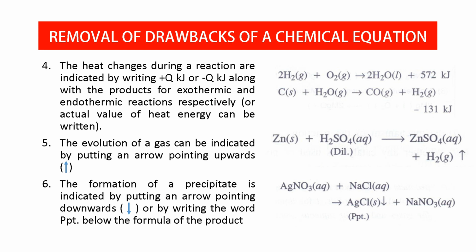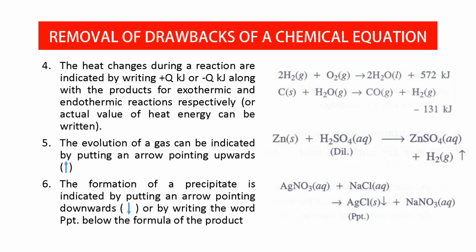In exothermic reactions the energy is given out and in endothermic reactions the energy is absorbed. So we indicate this by writing it like this. In this example, hydrogen plus oxygen forms water, H2O, plus 572 kilojoule energy liberated. If there is a plus sign, that means energy is released. If there is a minus sign, that means energy is absorbed in the reaction. So by seeing the sign you can understand whether energy is given out or absorbed.